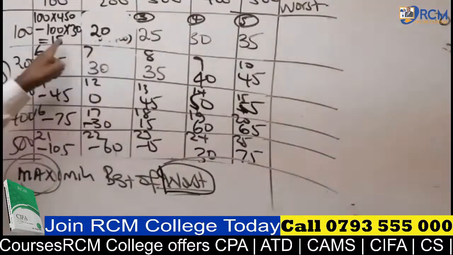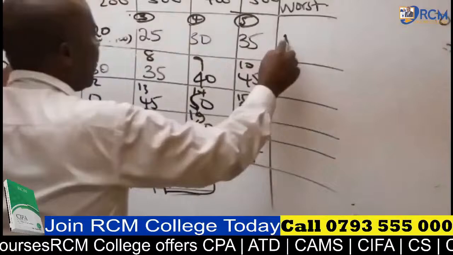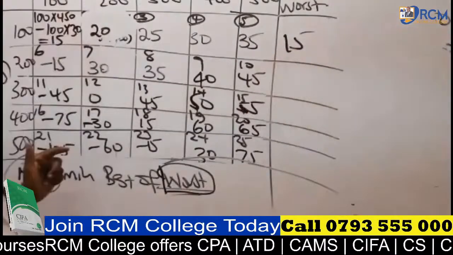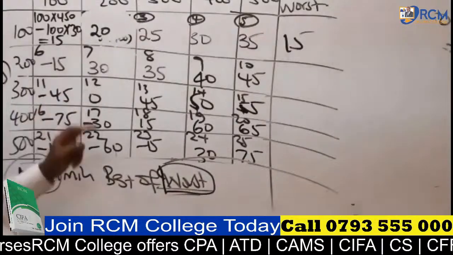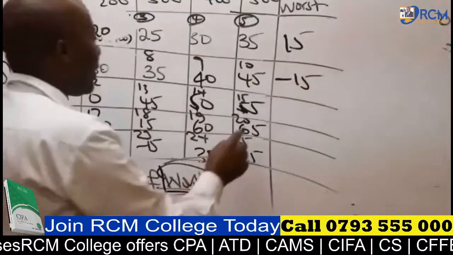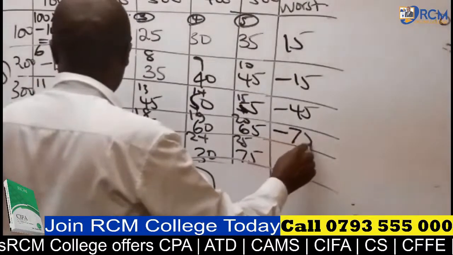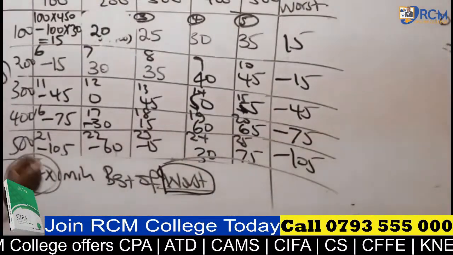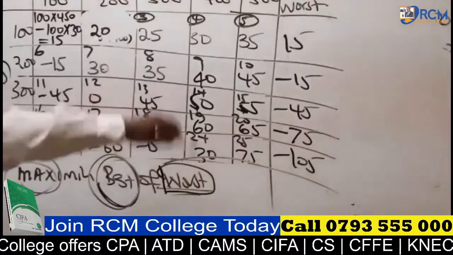So the worst profit here is 15, the very lowest. Normally we start with the second bit, the worst. We have this one here, the very worst here is negative 15. The very worst here is negative 45. The very worst, ladies and gentlemen, is negative what here? 75. Then I'll optimize by looking at the best amongst the worst.